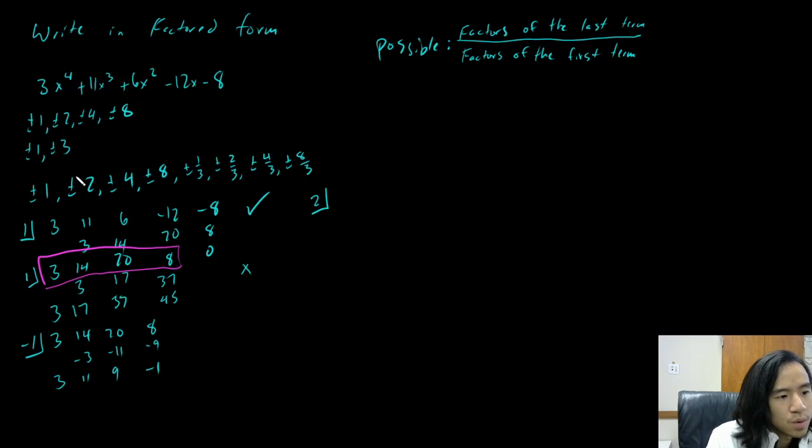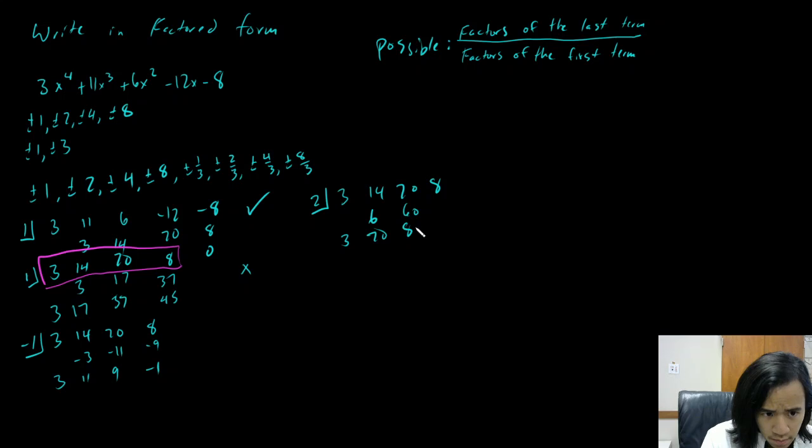So now we're at 2. We're going to do it with 3, 14, 20, and 8. We bring down the 3, and this is going to be 6. This is going to be 20. This is going to be 60. This is going to be 80 and 160 and 168, so this really doesn't work.